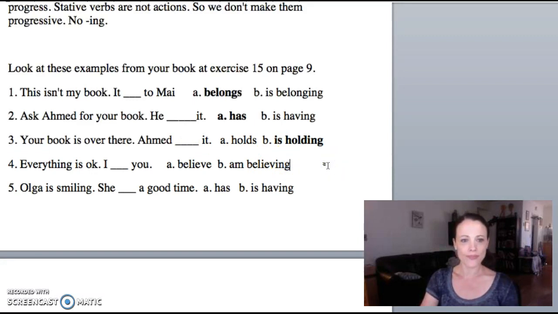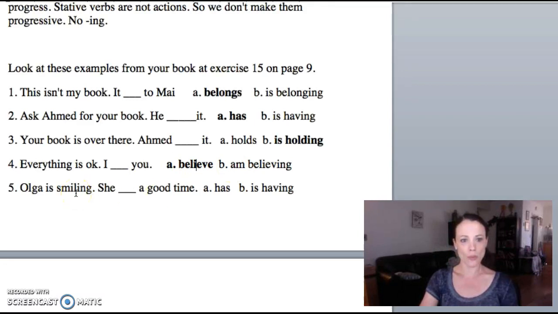Number 3, everything is okay. I believe you, or I am believing you. So this is one of those mental states. So we're not going to use a progressive verb, even though it's happening right now. So we're going to say, I believe you.